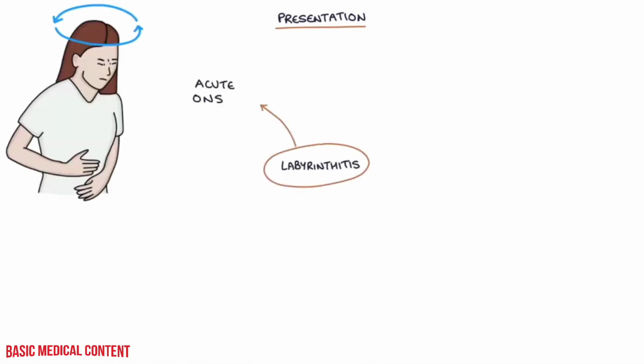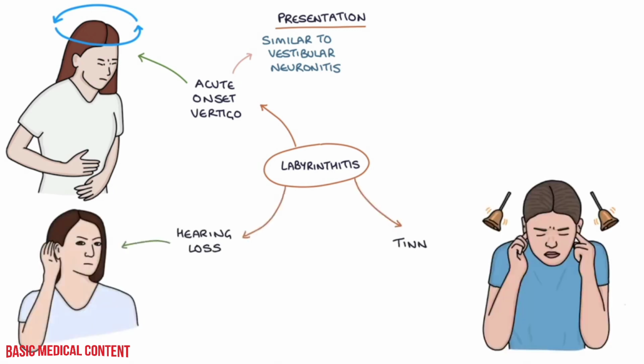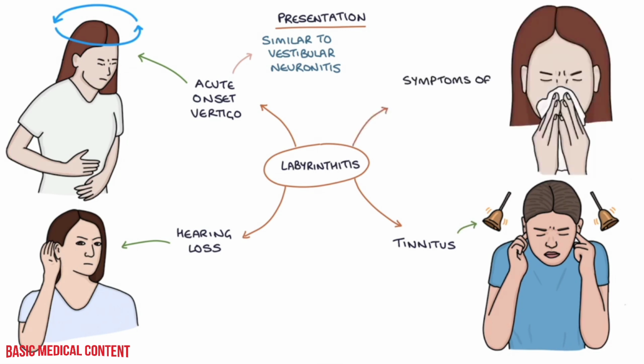Let's talk about the presentation. Labyrinthitis presents with acute onset vertigo, similar to vestibular neuritis. Unlike vestibular neuritis, labyrinthitis can also be associated with hearing loss and tinnitus. Patients may have symptoms associated with the causative virus, such as a cough, sore throat, and blocked nose.